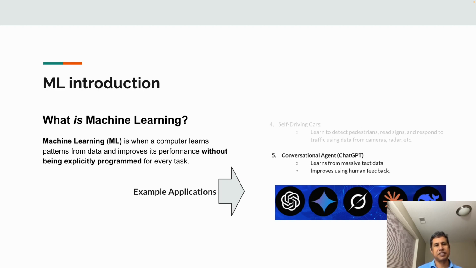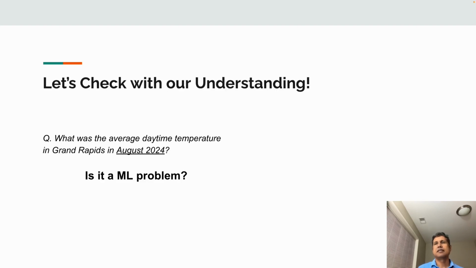So let's do a little bit check. Where is our understanding? So what was the average daytime temperature in Grand Rapids in August 2024? Is it an ML problem? Let's think a little bit. Perhaps not. Okay, why? Because this information is already known. It is a past event. So if we store this piece of data somewhere in the database, we can just query. So we don't need to learn this.